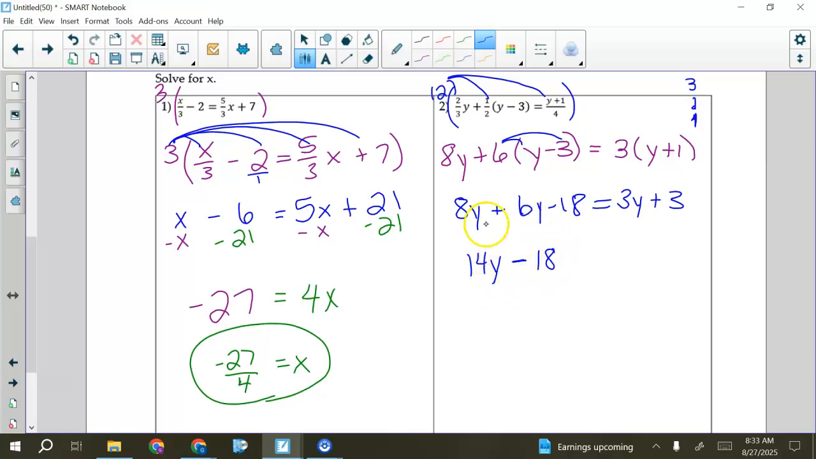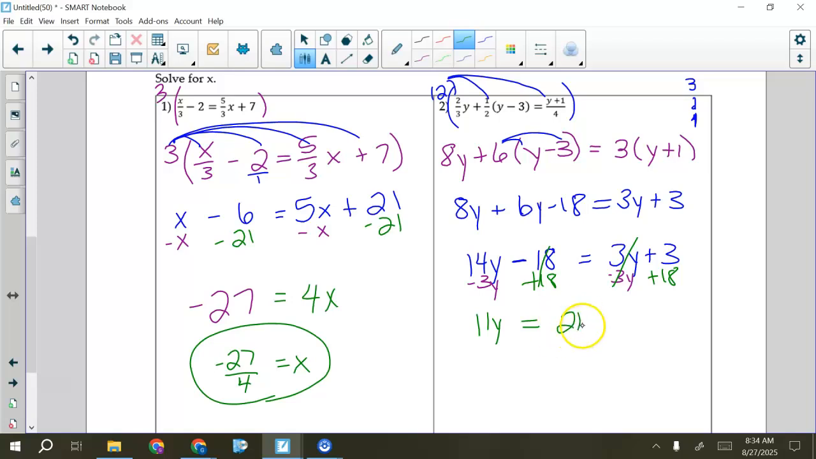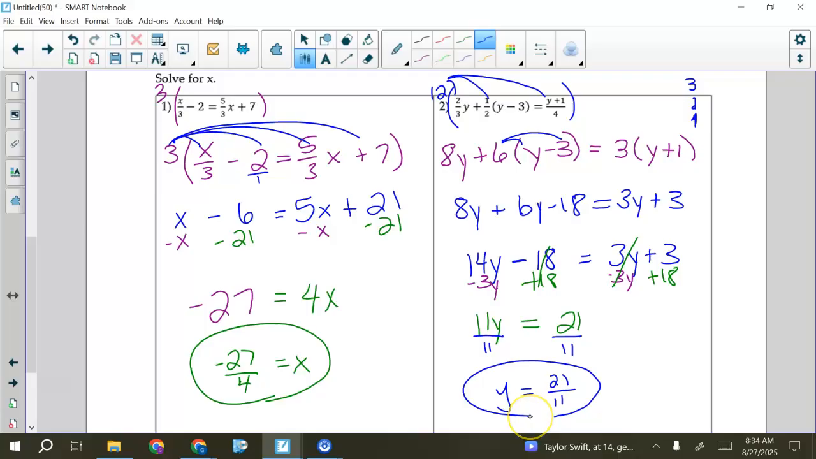All right, the y is over here on the same side, so we do what the sign says. We don't do the opposite. Now that I want to move my 3y to the other side, now I do the opposite. Minus 3y, minus 3y, and then plus 18, plus 18. Numbers on one side, variables on the other. So we get 11y equals 21. Divide by 11. Y equals 21 over 11.